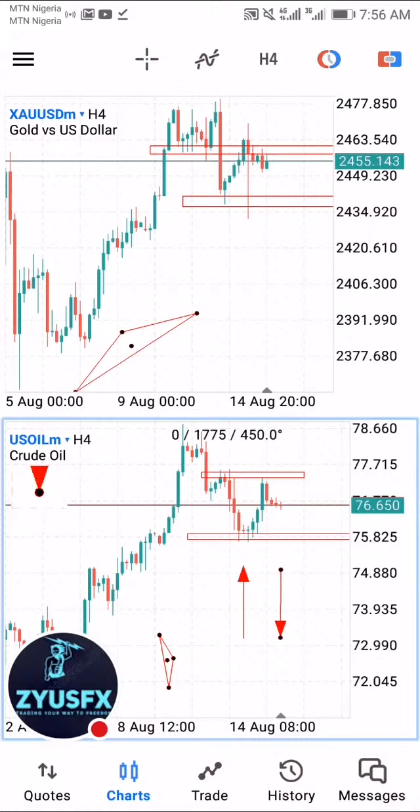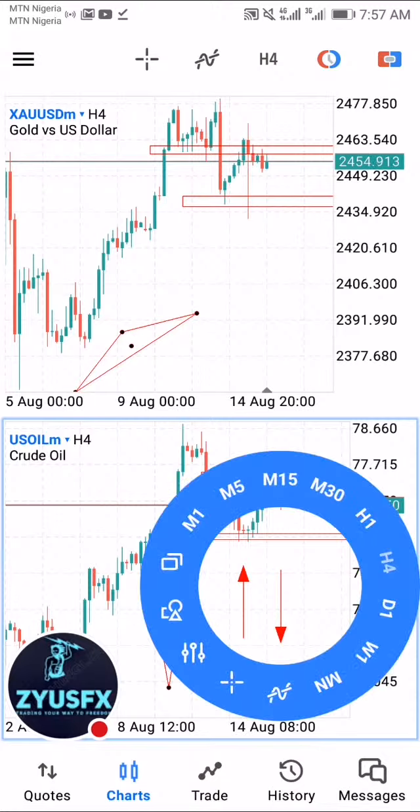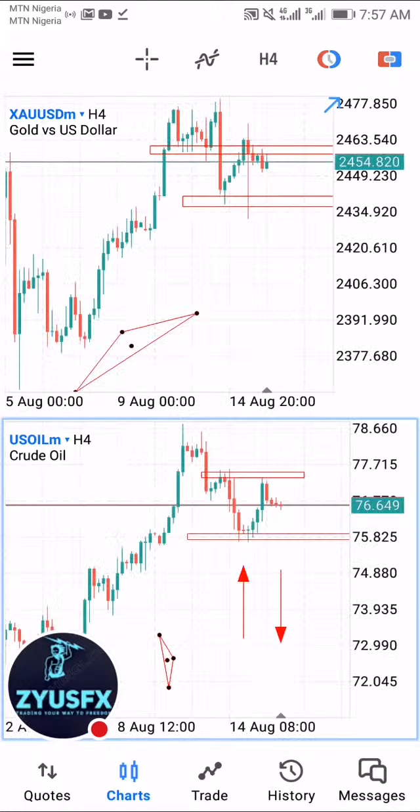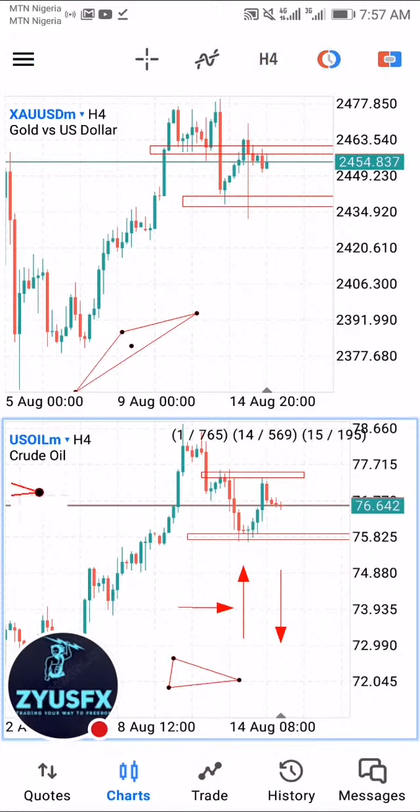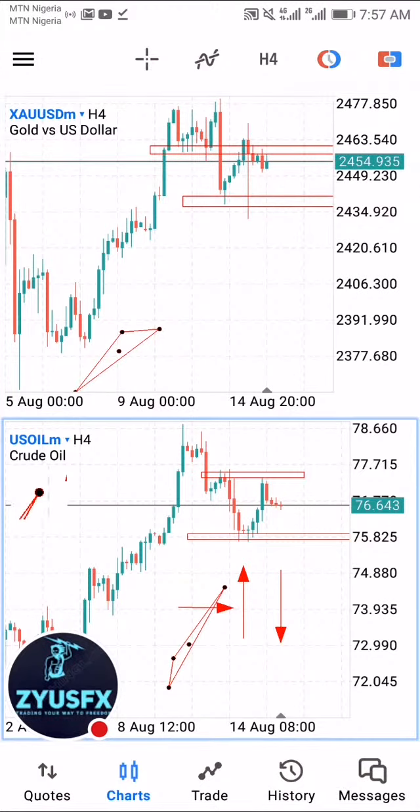Is the market moving up, down, or sideways? So after you have marked out your key levels, you identify if the market is moving up, down, or sideways. This is the second thing you need to identify. And after that, you start planning your trade.